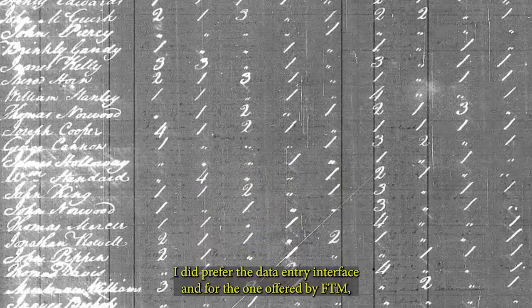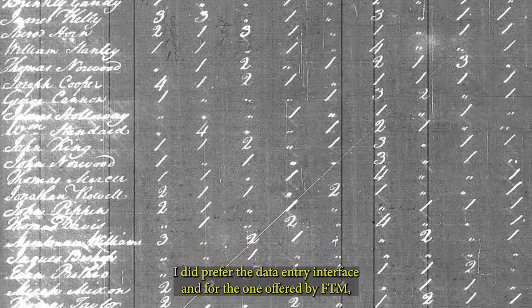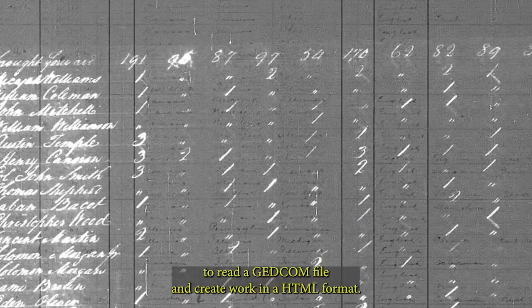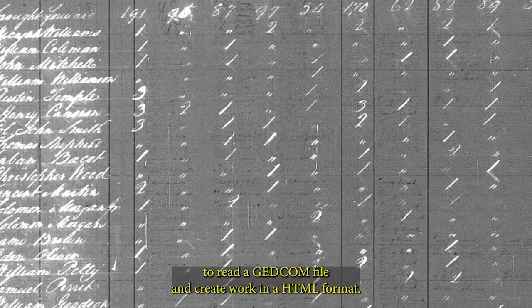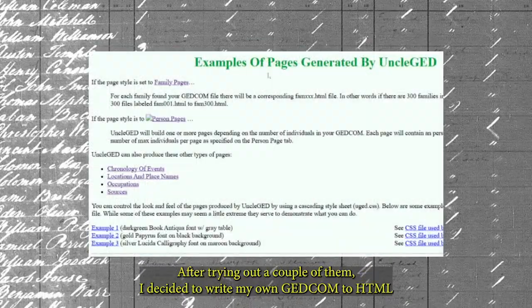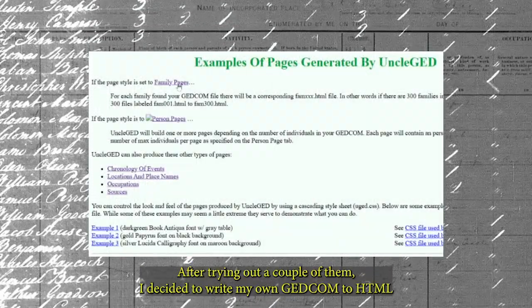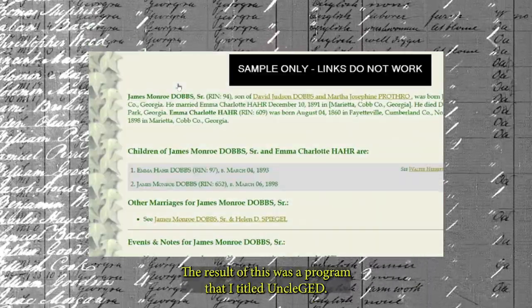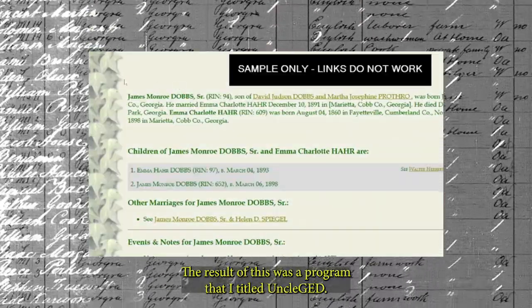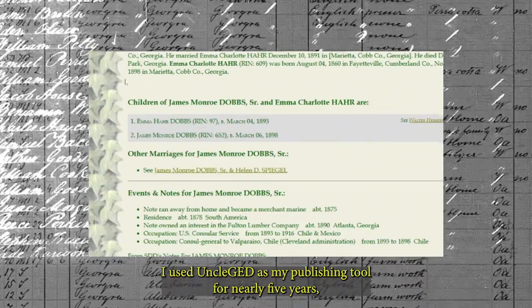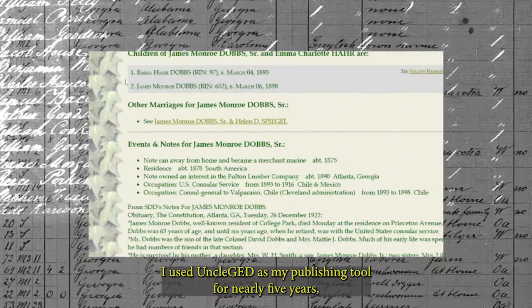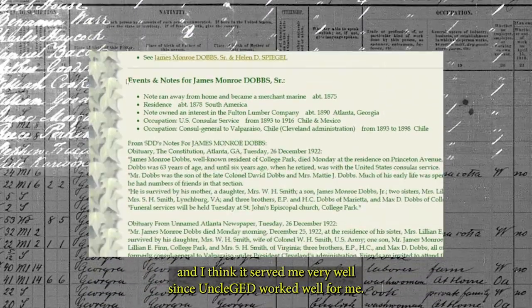I did prefer the data entry interface in PAF over the one offered by FTM, but I found that the HTML output produced by PAF was lacking in several regards. I searched the web, and I found a few programs designed to read a GEDCOM file and create work in HTML format. After trying out a couple of them, I decided to write my own GED to HTML program. The result of this was a program that I titled Uncle GED. I used Uncle GED as my publishing tool for nearly 5 years, and I think it served me very well.